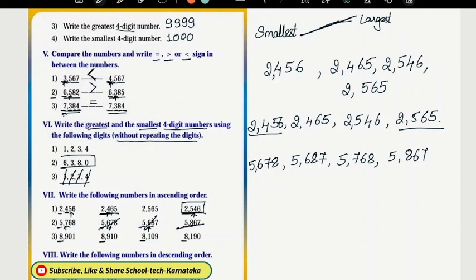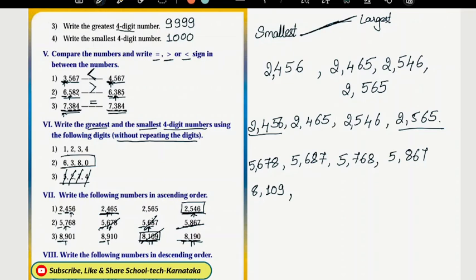move to the hundreds place. 9, 9, 1 and 1. Since 9, 9 is greater than 1, 1, we need to check between these two numbers which is the smallest. So 8, 8, 1, 1. So at tens place we have 0 and here 9. Since 0 is smaller than 9, the smallest number is 8109.